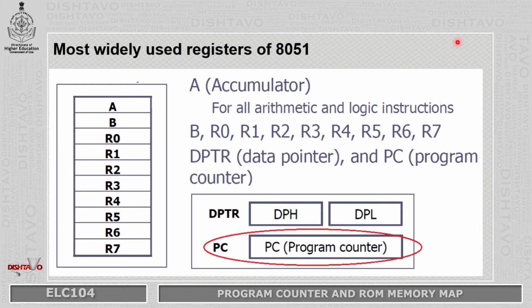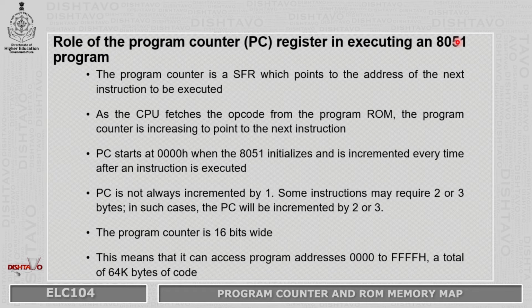As we have seen before in some of the previous modules, these are some of the most widely used registers of 8051 like A, B, R0 to R7 and all such things, DPTR, accumulator. Along with this, another important register is the program counter. So let us see the role of the program counter register in executing an 8051 program. A program counter is an SFR which points to the address of the next instruction to be executed.